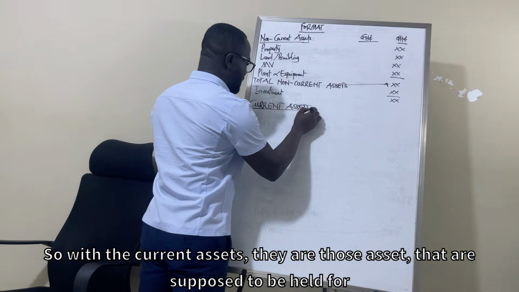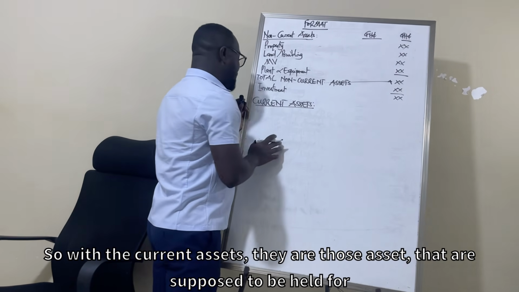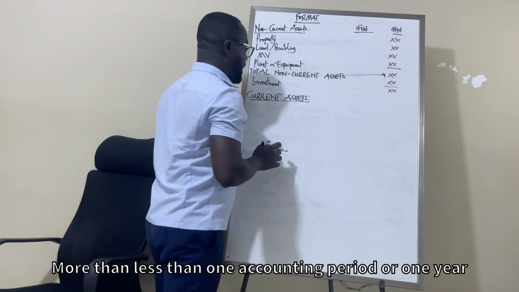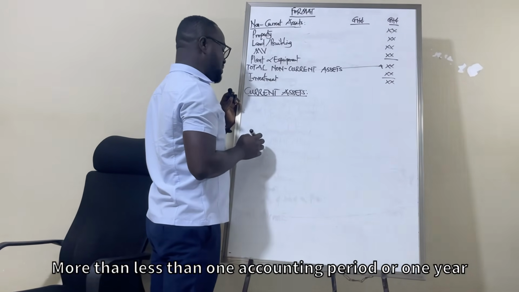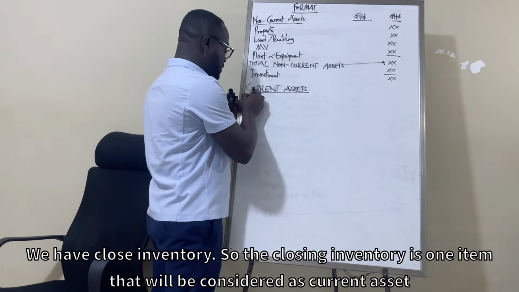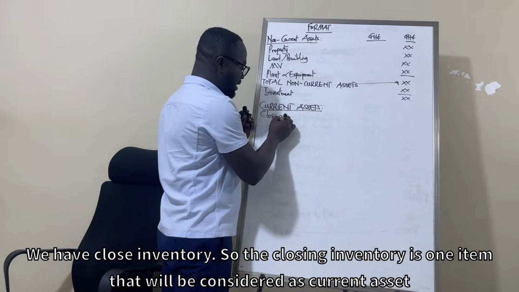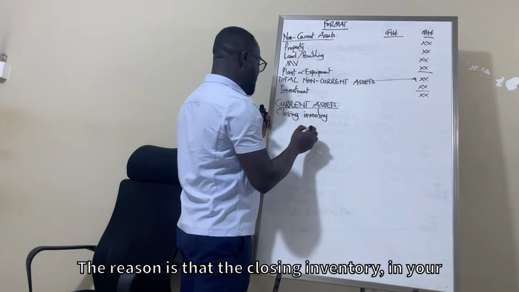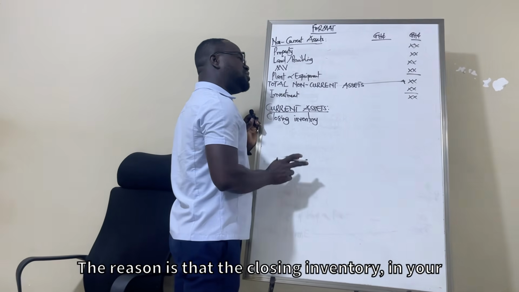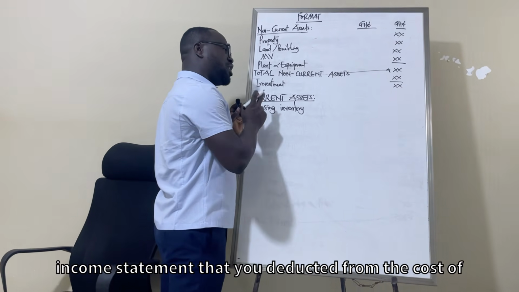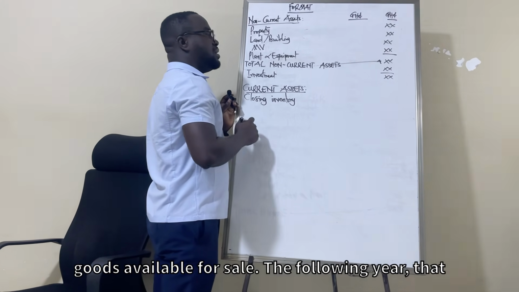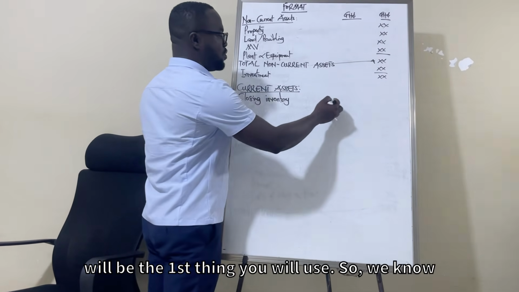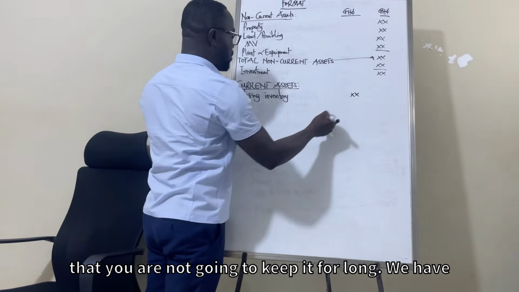With the current assets, there are those assets that are supposed to be held for less than one accounting period of 1 year. We have closing inventory. So the closing inventory is one item that will be considered as a current asset. The reason is that the closing inventory, which in your income statement you deducted from the cost of goods available for sale, the following year will be the first thing you will use. So we know that you are not going to keep it for long.